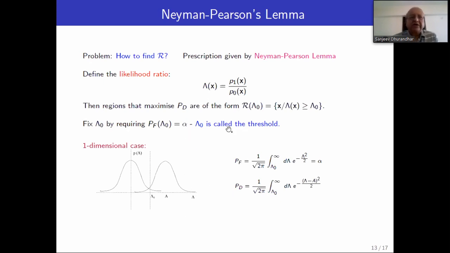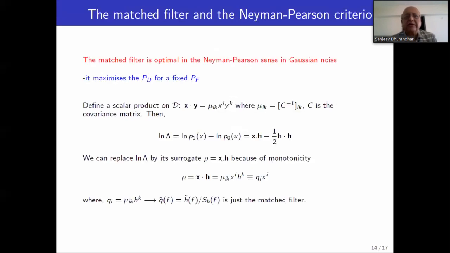What I had said, this one dimensional case is somewhat too simplified. When there is more than one random variable, there is more room to find R. So PD has to be maximized, and the Neyman-Pearson lemma tells you how to maximize this. It tells you that if you choose your regions like this, then your PD is automatically maximized. The matched filter is optimal in the Neyman-Pearson sense in Gaussian noise. So if your noise was Gaussian, then PD is maximized for a fixed PF.